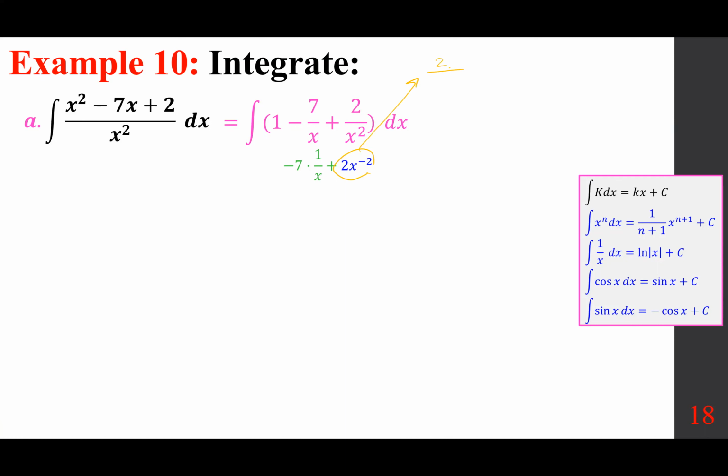So 2 divided by negative 2 plus 1, x to the power of negative 2 plus 1. Negative 2 plus 1 becomes negative 1. So you get negative 2x to the power of minus 1, which is negative 2 over x. And so the final answer is x for the first one, minus 7 times ln of absolute value of x for the second one, and minus 2 x to the power of minus 1 means minus 2 over x and a constant for the 2 over x.